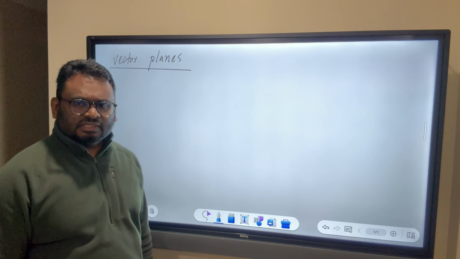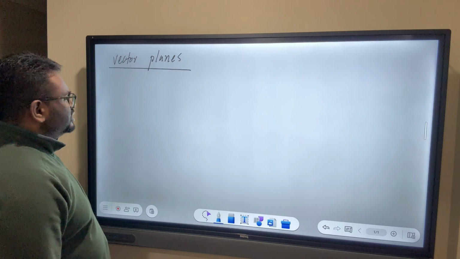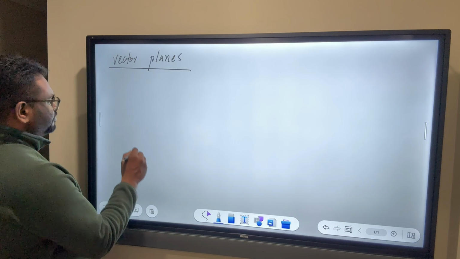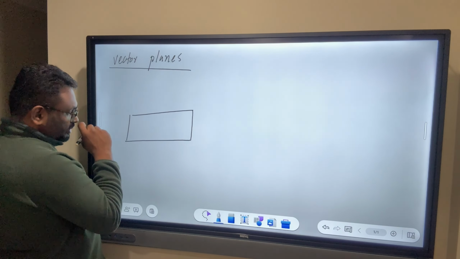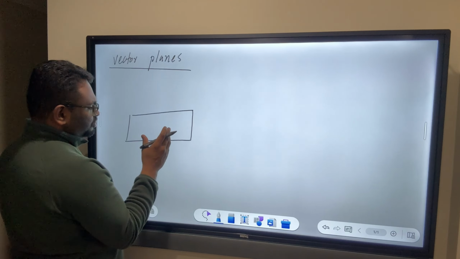Okay, so today we are going to discuss vector planes. Firstly, we will understand what a vector plane is. You can have a plane like this. So how do you give the vectorial attribute to this one?